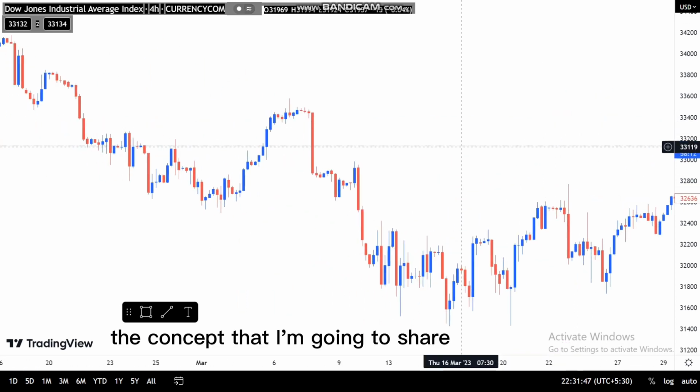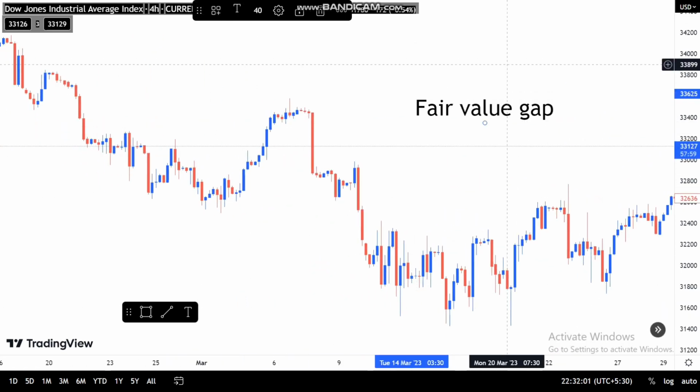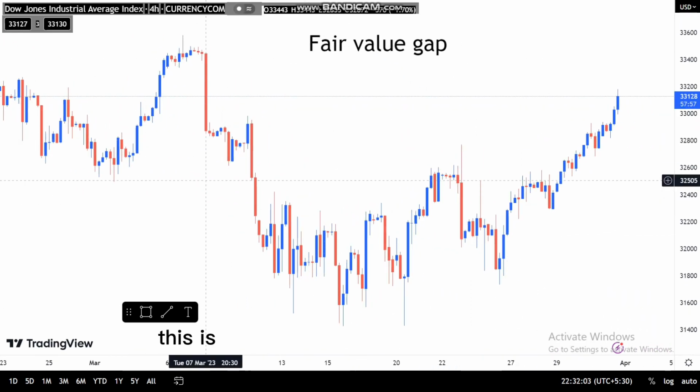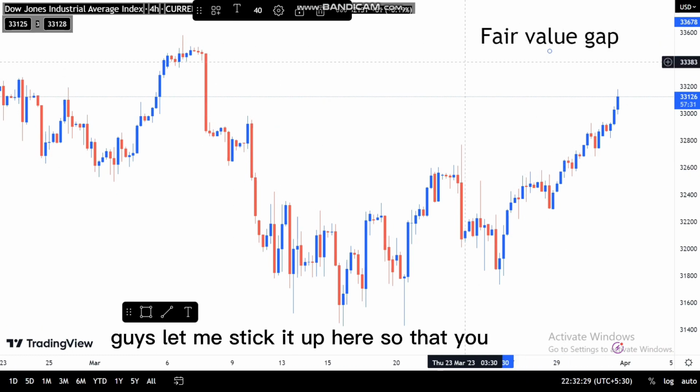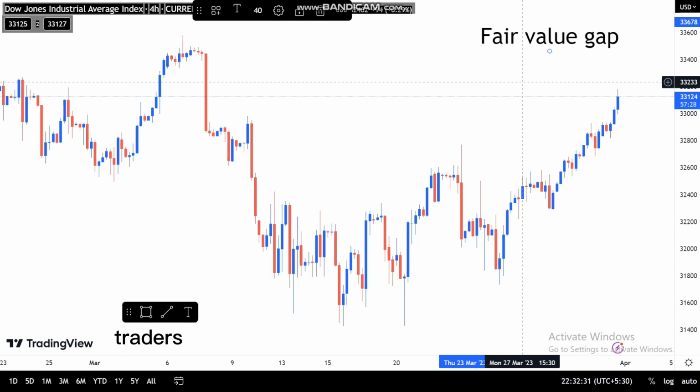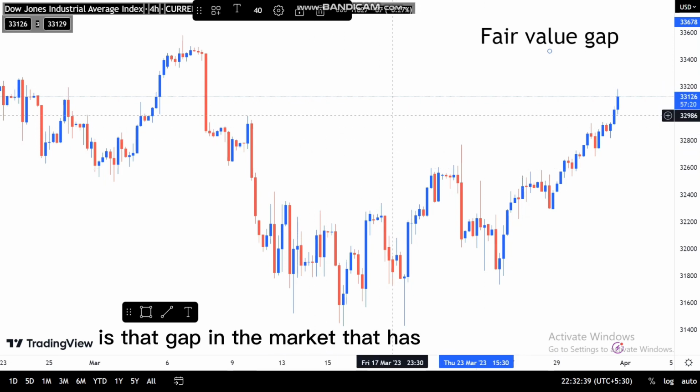So the concept that I'm going to share with you guys is called fair value gap. And when you look at my chart, this is my 4-hour time frame. So guys, let me zoom in here so that you can see it. Fair value gap. So traders, fair value gap is inefficient price action. So it's always that gap in the market that has not yet been filled.